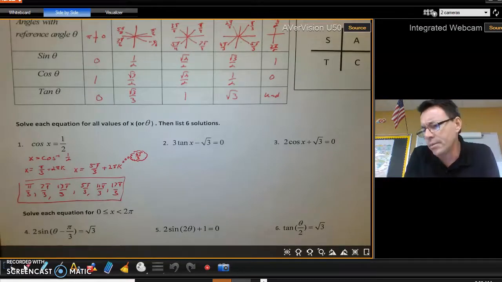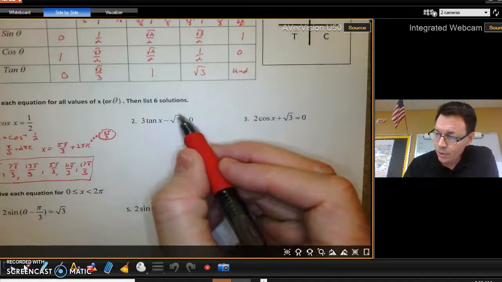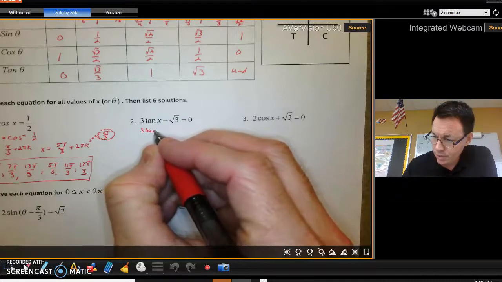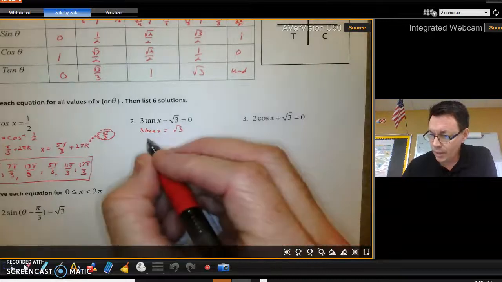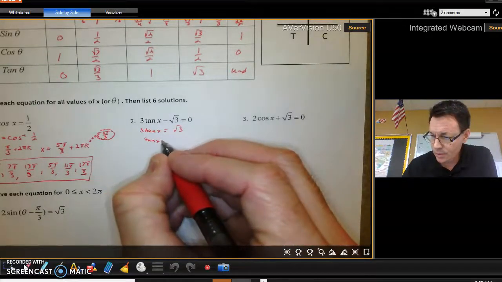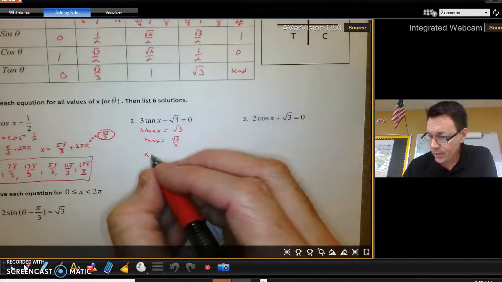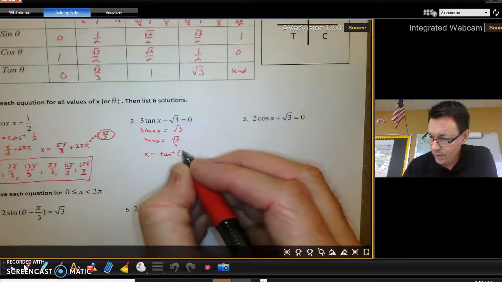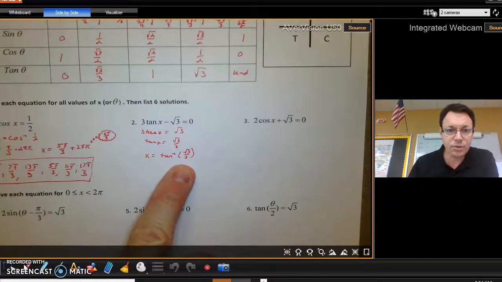So take a look at number 2. Number 2, we're supposed to solve this equation again for x. So there's a little bit more going on. I need to move the radical 3 to the other side. 3 tangent x equals radical 3. I'm going to divide by 3. Tangent x equals radical 3 over 3. And then I'm going to move the tangent over. X equals the inverse tangent of radical 3 over 3.